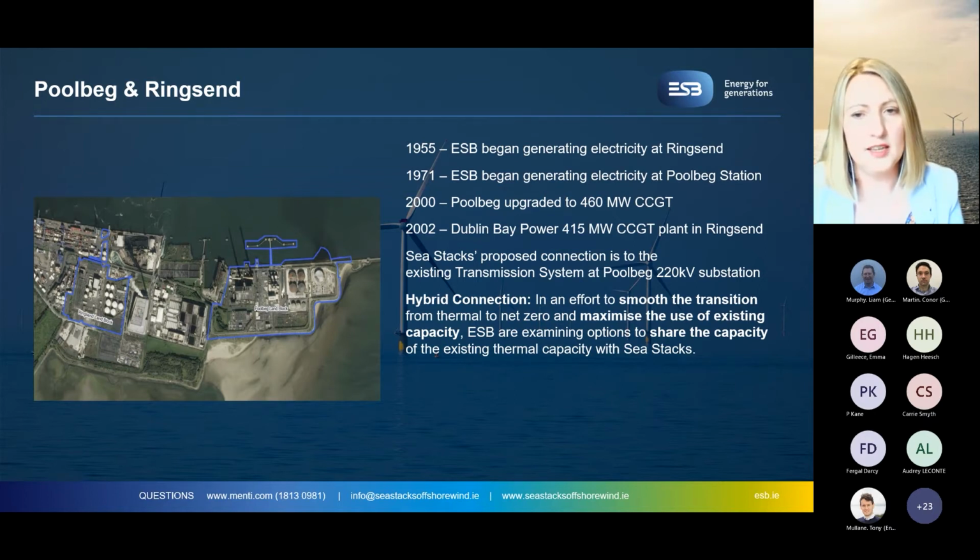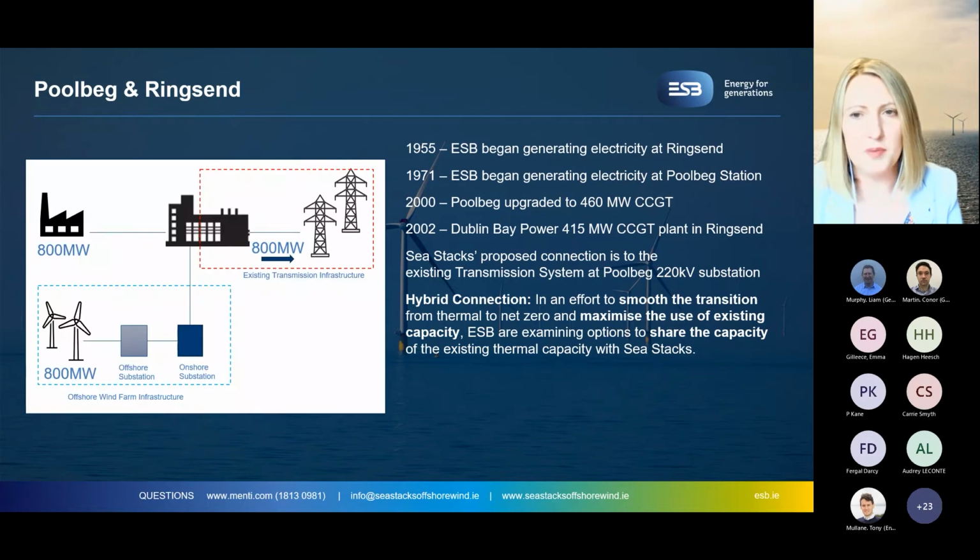ESB are proposing to connect Sea Stacks into Poolbeg. This is not only selected based on ESB's existing generation sites, but also informed by EirGrid's 2019 East Coast Generation Opportunity Analysis report, where Poolbeg 220 kV station was highlighted as an optimal location for connection of offshore wind developments. Part of ESB's grid strategy for Sea Stacks is examining the option of connecting the offshore wind farm in parallel with our thermal plant and sharing the currently contracted 875 megawatts of grid capacity. In essence, what this means is that ESB will be responsible for ensuring that the combined output does not exceed the contracted capacity.